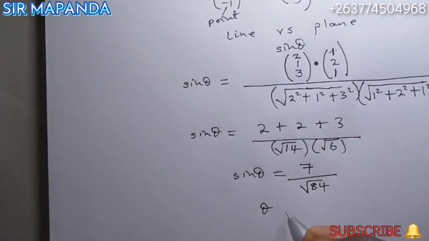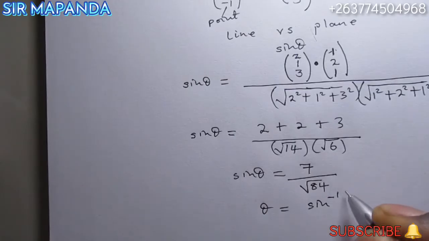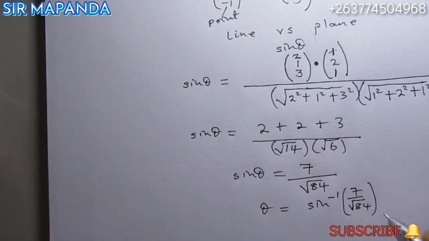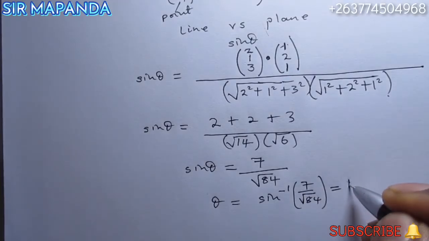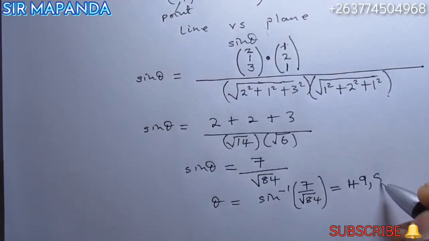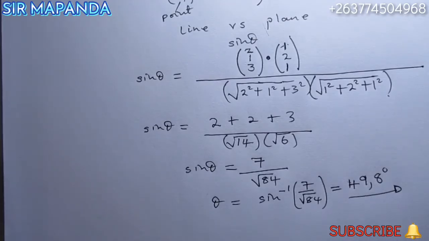Theta is equal to arcsine of 7 over square root of 84, which is 49.8. So your final answer is 49.8, which is the acute angle. I hope you are following, class. Right. So I want you to stay tuned as we move on to part B of the question.